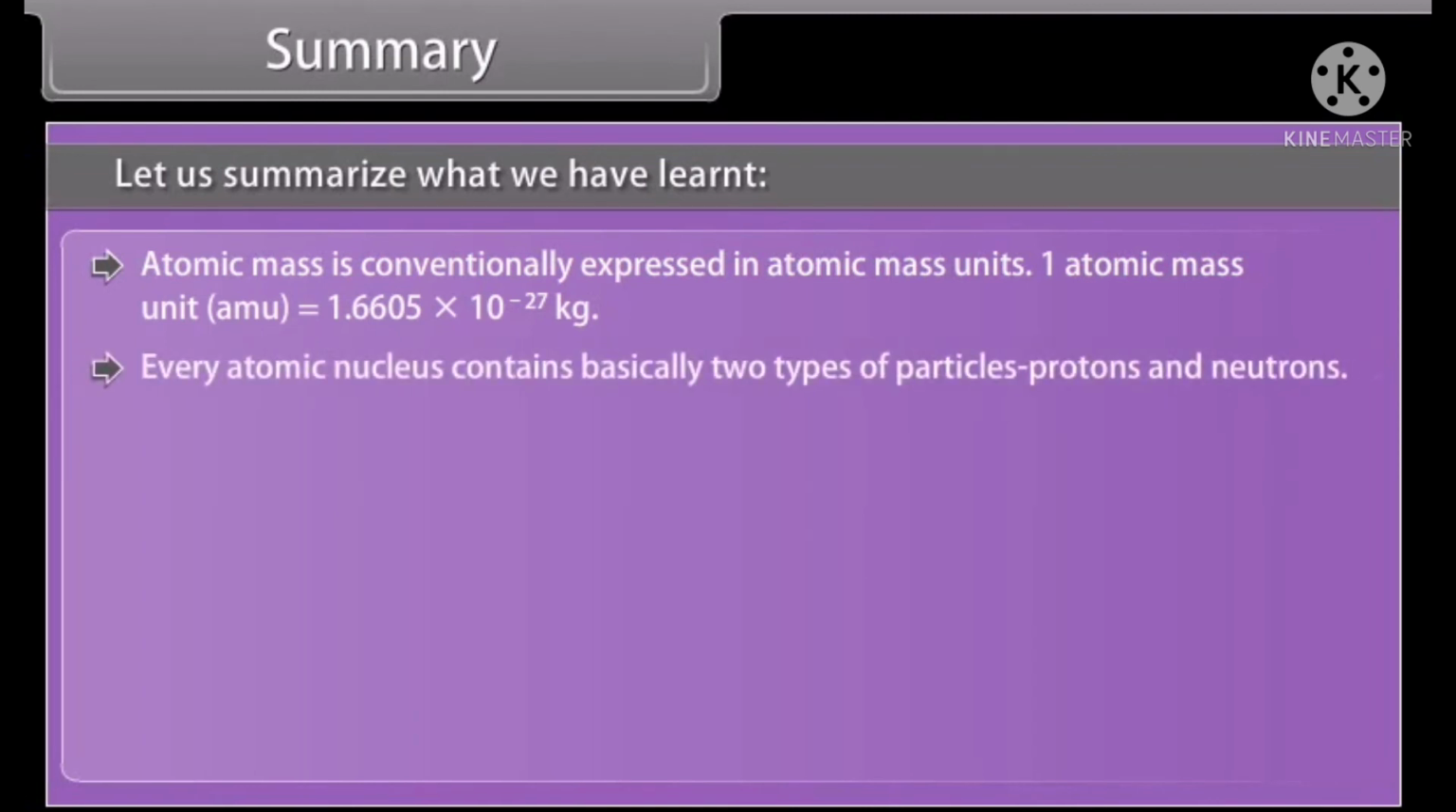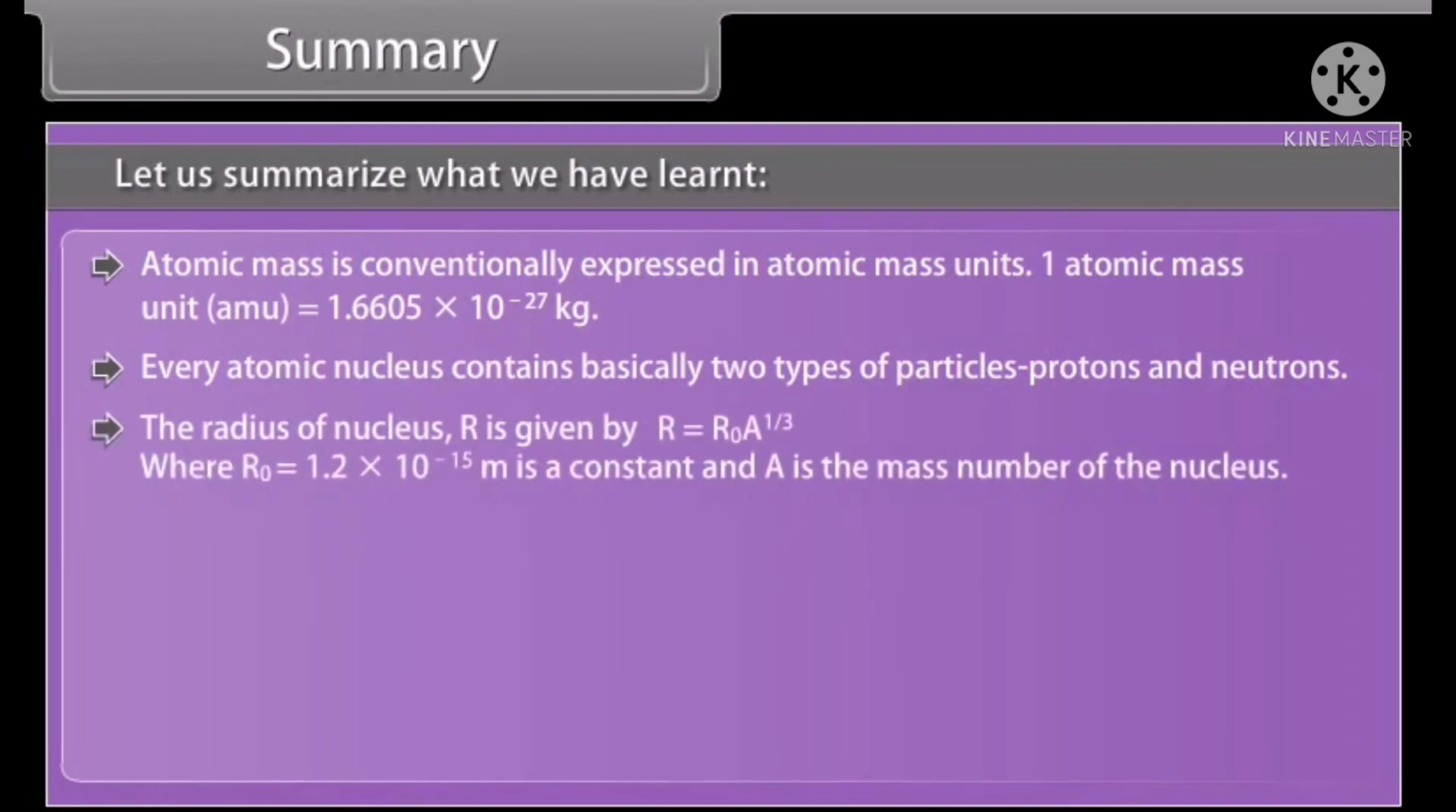Every atomic nucleus contains basically two types of particles, protons and neutrons. The radius of nucleus R is given by R = R0 A^(1/3), where R0 is equal to 1.2 x 10^-15 m is a constant, and A is the mass number of the nucleus.